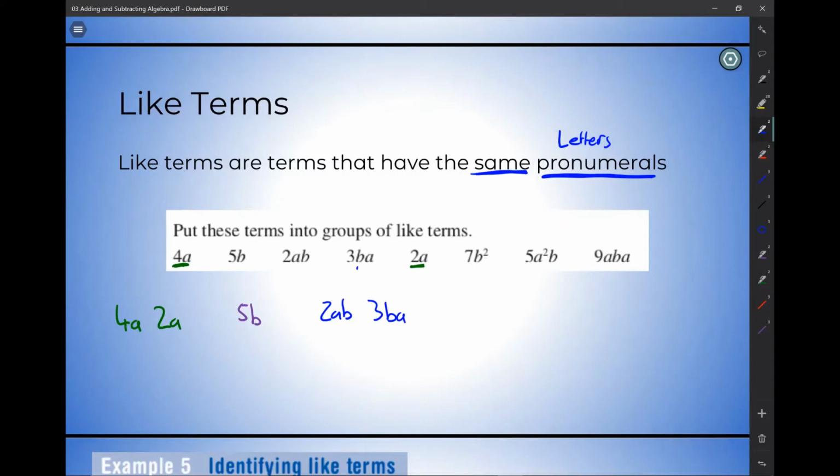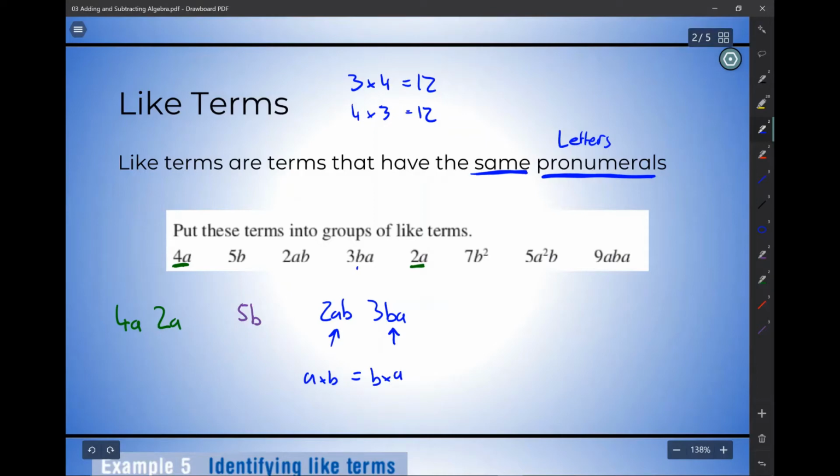Because, remember, the order doesn't matter when we multiply. 3 times 4 equals 12, 4 times 3 also equals 12. So, when we say, in this one, a times b, it is exactly the same as in this one, b times a. Those are like terms because they have exactly the same letters after them. Now, the next one, 7b squared. Again, it actually doesn't have a like term because, yes, there is a b by itself over here, but this one has a squared and that one doesn't.